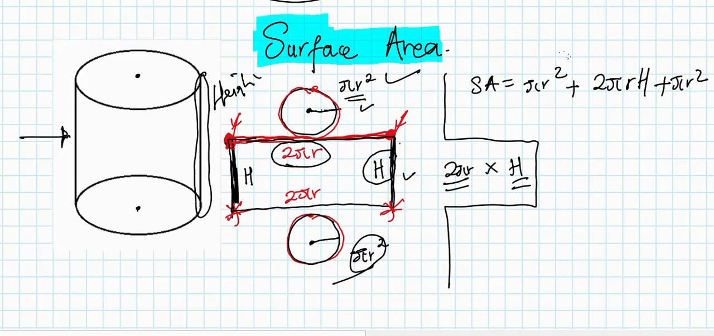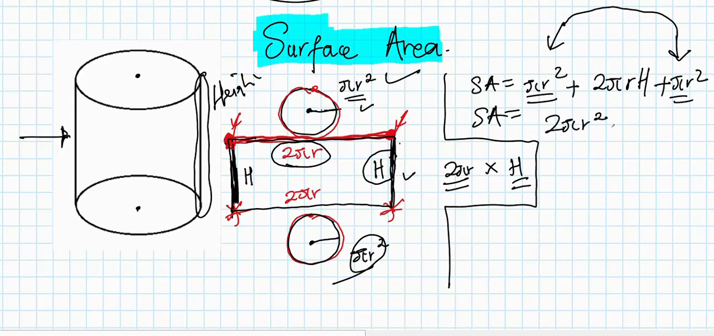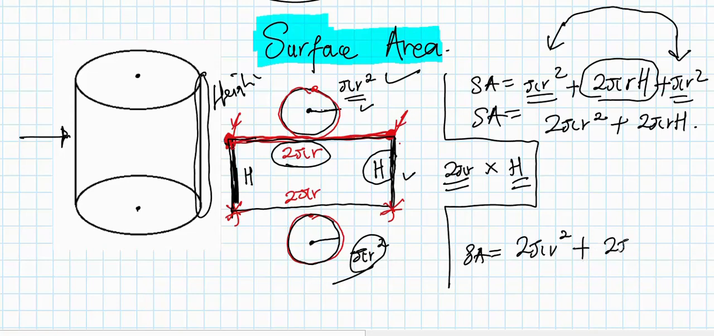And now when I'm looking at this point and this point, these are like terms, I can add them together. So this becomes what? Pi r squared and pi r squared becomes 2 pi r squared, plus this part here, 2 pi r h. So I have 2 pi r h right there. So that's the formula. That's how you get the formula of the surface area of a cylinder. That's all that you need to know for grade 9.